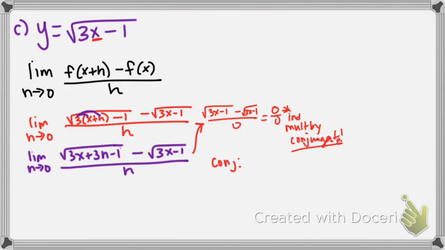All right, let's start by rewriting our limit. Let's not get too messy here. Let's go ahead and rewrite this limit. Radical 3x plus 3h minus 1.